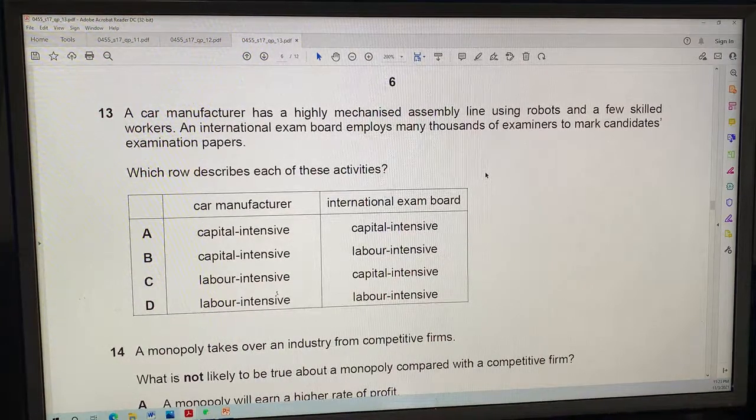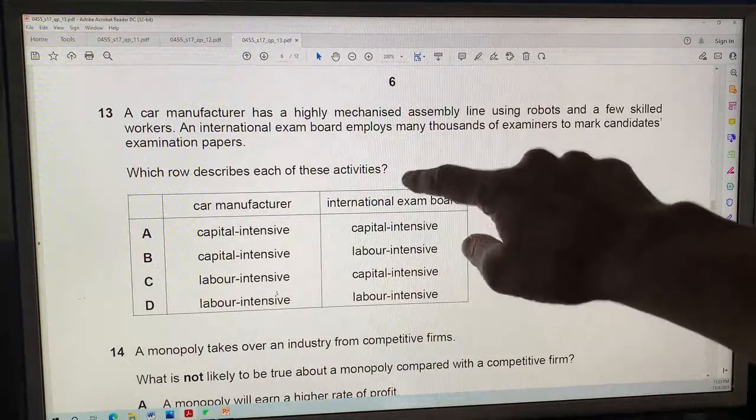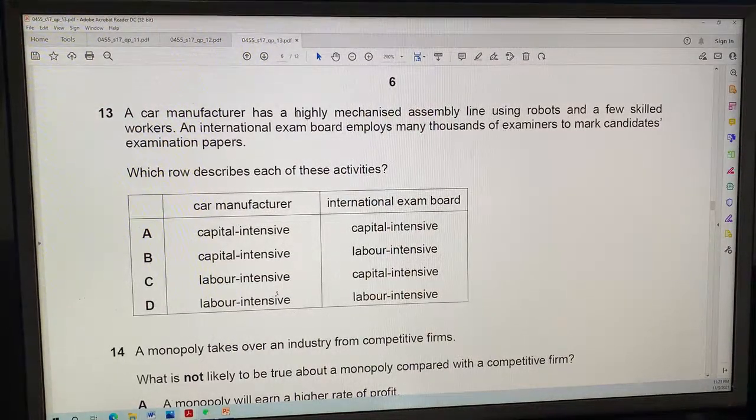Here's number 13. Which row describes each of these activities? We must read this. So a car manufacturer has a highly mechanized assembly line using robots. That's capital, right? And a few skilled workers. Okay. An international exam board employs many thousands of examiners, like economics teachers, to mark candidates' examination papers.